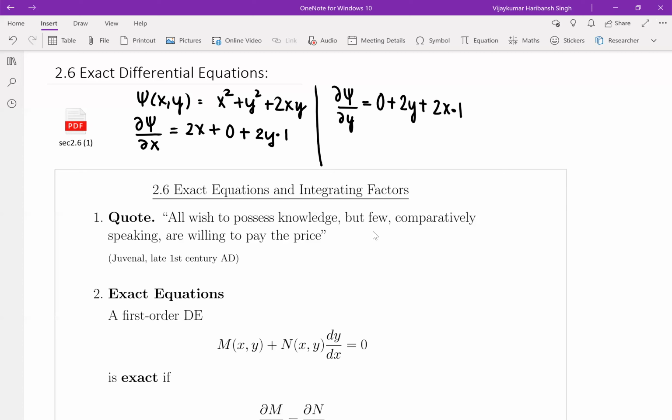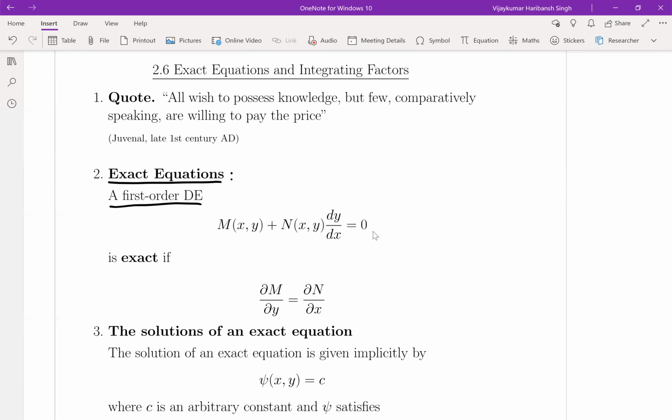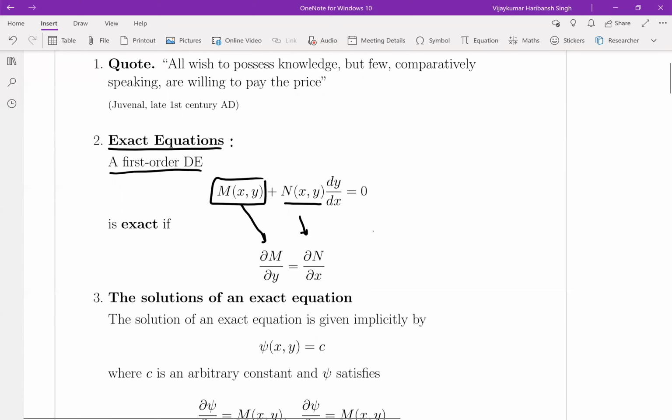Now, what is an exact equation? You again start with a first order differential equation, given by M(x,y) plus N(x,y) times dy by dx equals 0. So this differential equation is exact if the partial derivative of M with respect to y is equal to the partial derivative of N with respect to x. So such a differential equation is exact. And for such differential equations, there is a technique to solve them, which we'll see below.